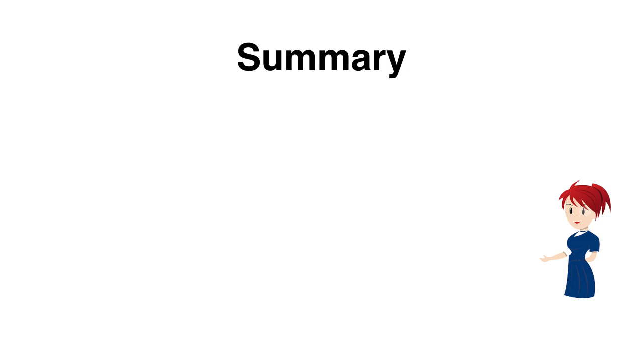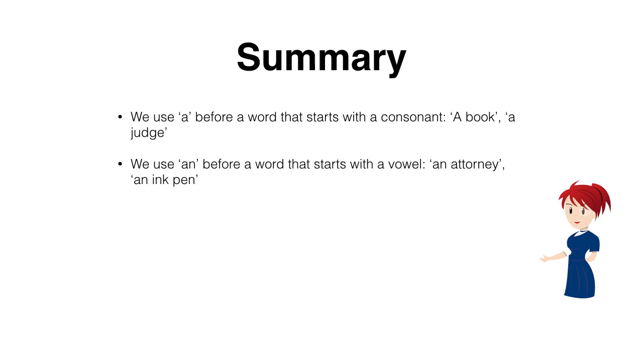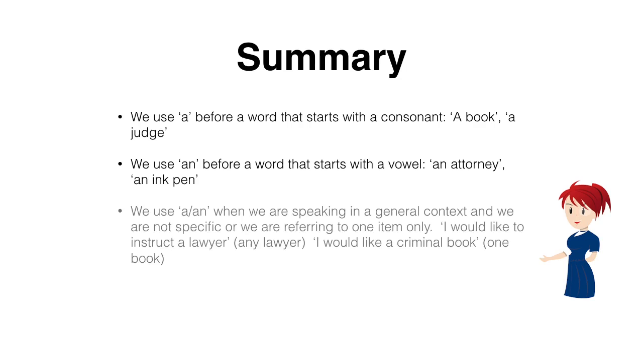So now let's have a look at the summary. We use a before a word that starts with a consonant, a book, a judge. We use an before a word that starts with a vowel, an attorney, an ink pen. We use a or an when we're speaking in a general context and we're not specific, or we're referring to one item only. I would like to instruct a lawyer. I would like a criminal law book, which is one book.